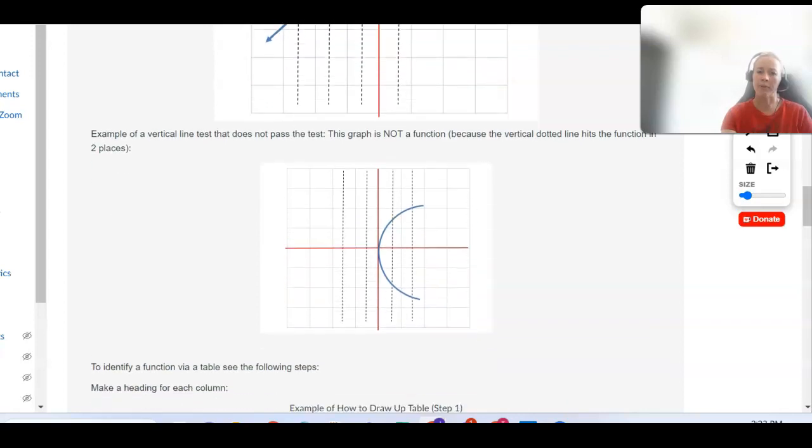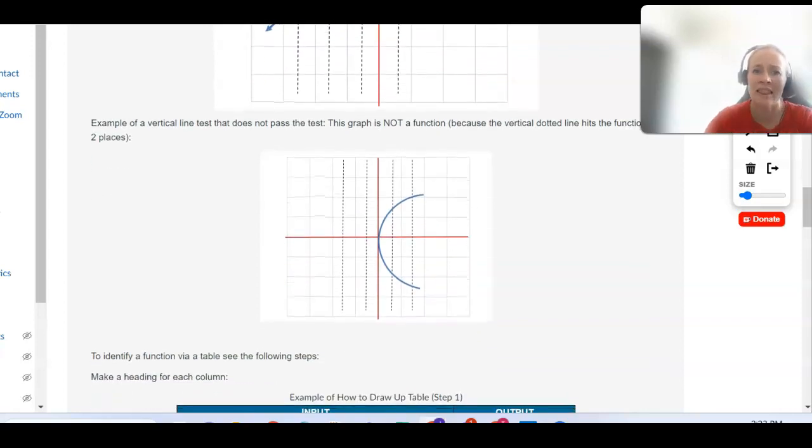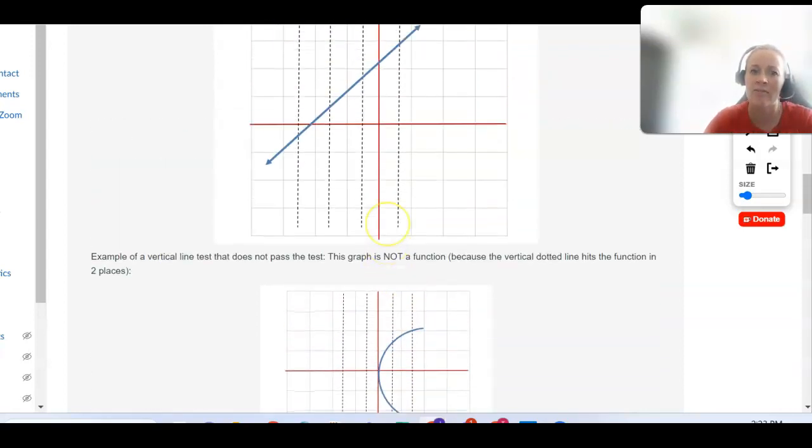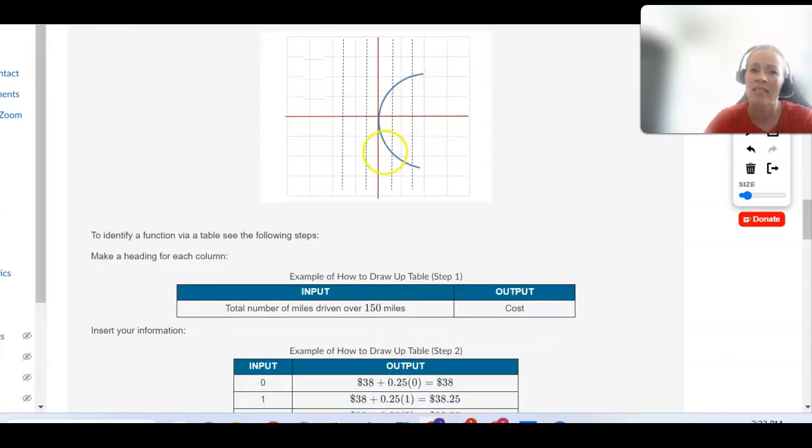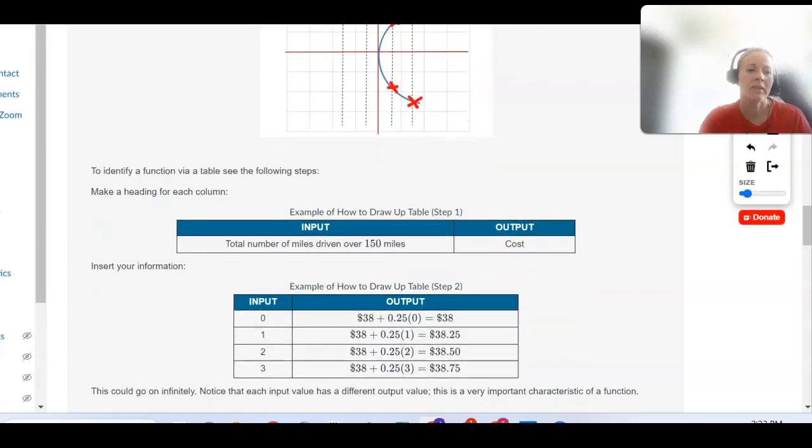Let's look at another example. So I want you to look at this and think, is this going to be a function? You might already see the writing. We'll hide that. So what do you think? Is this going to be a function? Well, it is not, and the reason is, if we do a vertical line right here, that vertical line is hitting this graph in 2 places. This vertical line is hitting the graph in 2 places, and so this graph is not going to be a function. Okay, so this is an example of a non-function.